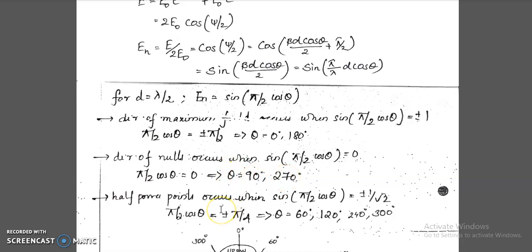Then the half power points. That means the electric field intensity is 1 by root 2 of its maximum value. Here the maximum value is plus or minus 1, so En is equal to plus or minus 1 by root 2 at the half power points. On solving the equation, you will get theta is equal to 60, 120, 240 and 300.